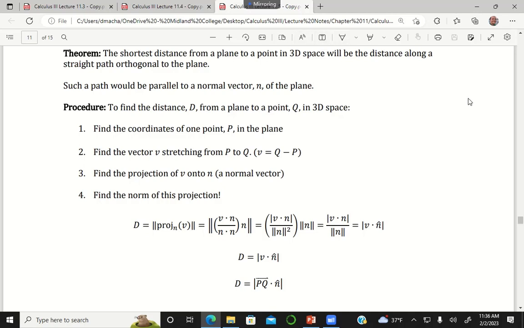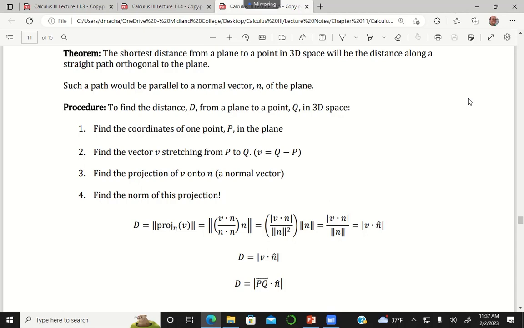So imagine I have a plane in three-dimensional space. And then I have a point in three-dimensional space. One of the questions that you might naturally want to know is, what is the distance from this plane to this key?